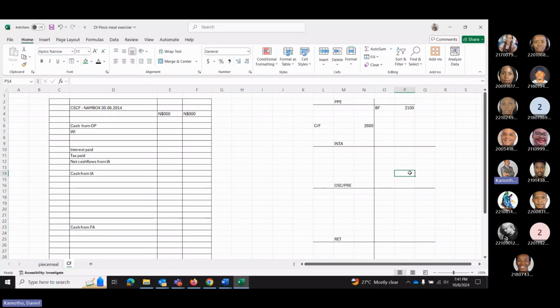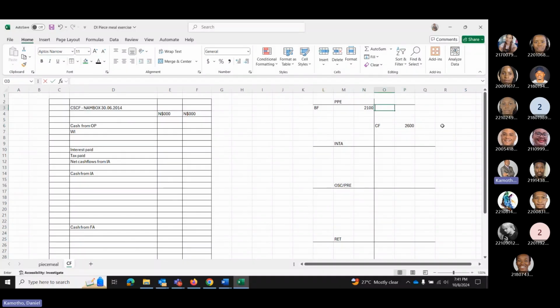So for asset, no, I put them the other way around. For asset it is the other way around. We have the brought forward, and then we have the carried forward as a credit. They are debit balances, so they will be the other way around. Apologies for that.